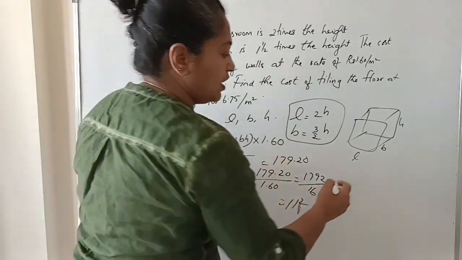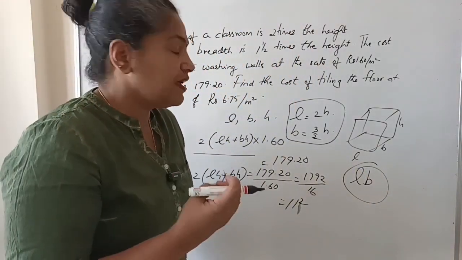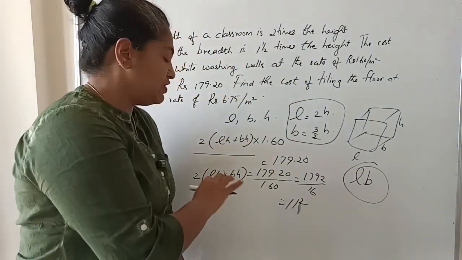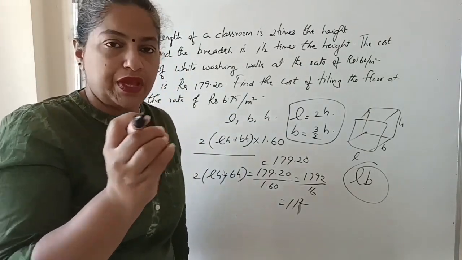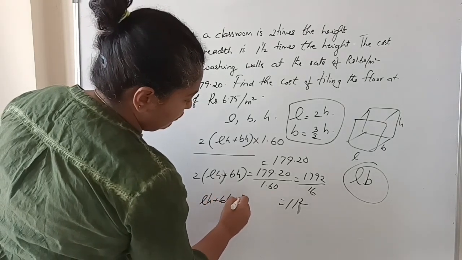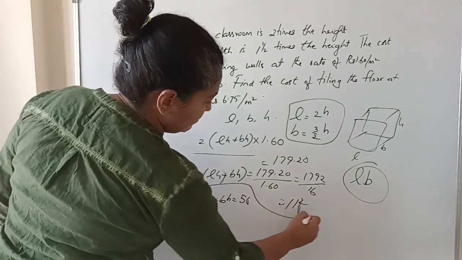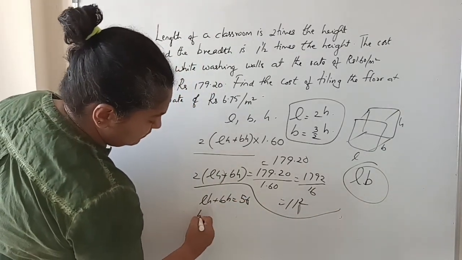So what is the floor area? Floor area is L into B. So I need to segregate L into B from this, which is not possible unless I separate the L, B and H values. Okay. So what will we do now? We will get LH plus BH is equal to 56 from this statement. Okay. H is a common factor.